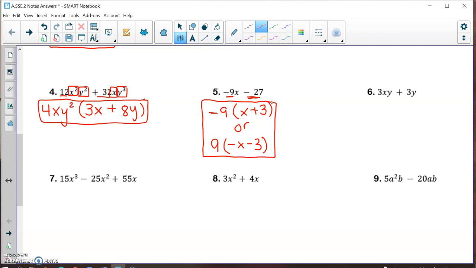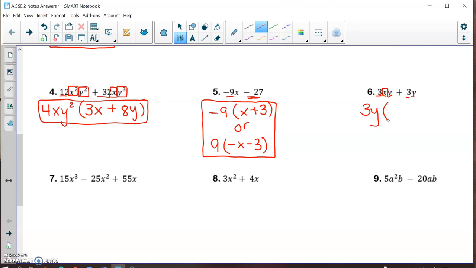All right, number 6. Both terms have a 3 in them. They're both divisible by 3, so we take out a 3. Now my first term only has an x. My second term doesn't have an x, so I cannot take an x out. But both terms have at least 1 y in them, so I'm going to take a y out as well.